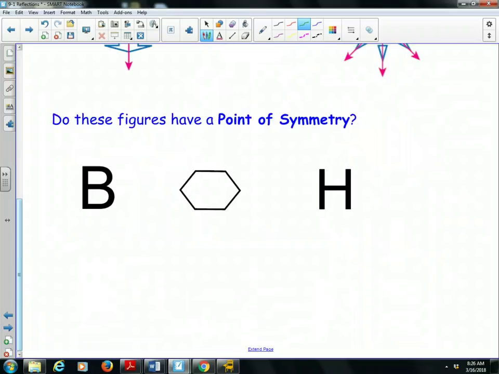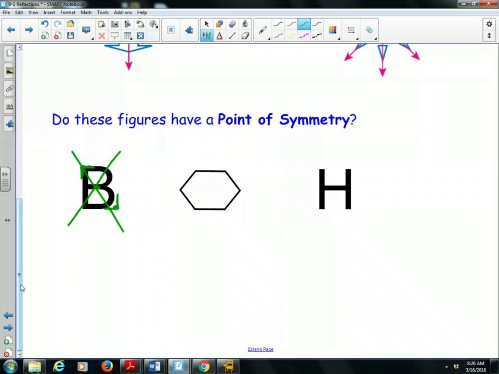Does the letter B have point symmetry? Well, if we figure the center of the figure being right here, does this point look exactly the same on the other side? Is it the same thing over here? No, we have a 90-degree angle right here, so we would have to have a 90-degree angle over here, which we don't. So the letter B does not.